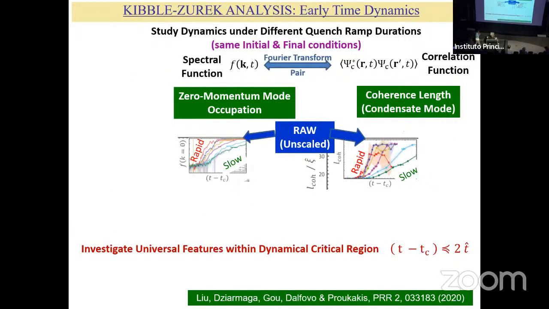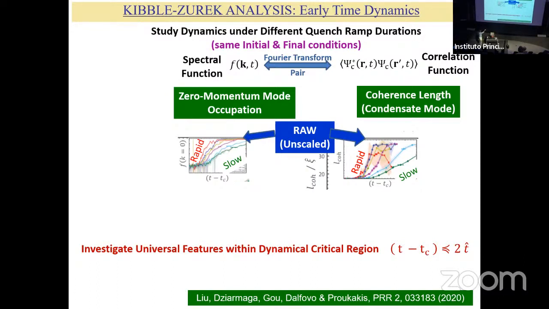Okay. I mentioned universality and the idea that we can scale things out. So far I've just shown you qualitatively what is happening. So let's try and quantify this a little bit. So what we want to do is study different quench ramp durations, so different parameters tau Q, and we want to parameterize some things. So we'll be looking at the coherence length of this Penrose-Onsager or condensate mode, and we'll also be looking at the zero momentum mode occupation as an indication of the level. I mean, that's not really a definition of a condensate, but it's still characteristic to look at that.